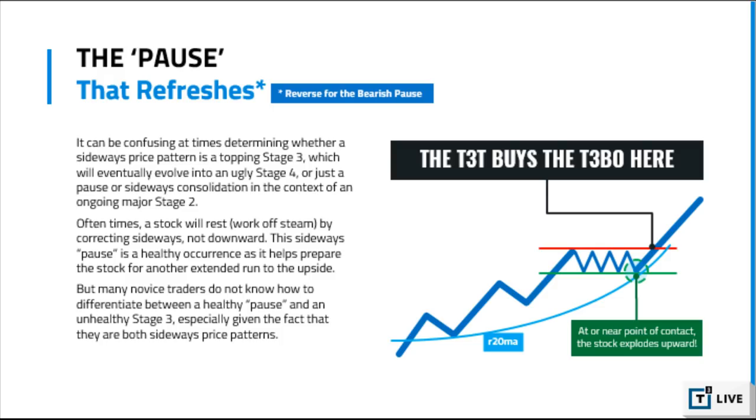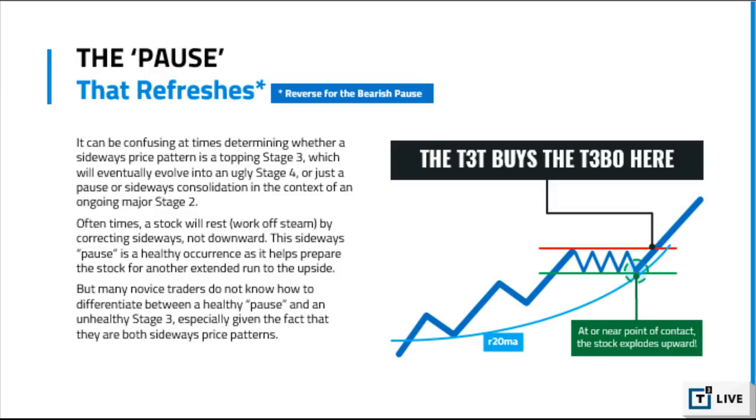However, today we're really going to focus more on the pause that refreshes, right? Again, it can be confusing at times determining whether a sideways price pattern is a topping stage three, which would eventually evolve into an ugly stage four, or just a pause or sideways consolidation in the context of a major stage two uptrend. Oftentimes, a stock will rest or work off steam by correcting sideways, not downward, meaning correcting through time, not through price. The sideways pause is a healthy occurrence as it helps prepare the stock for another extended run to the upside.